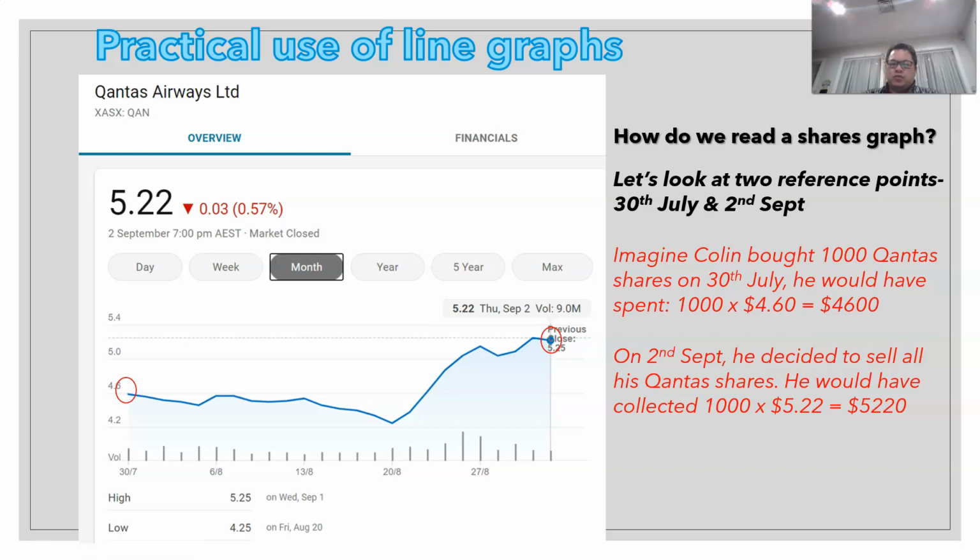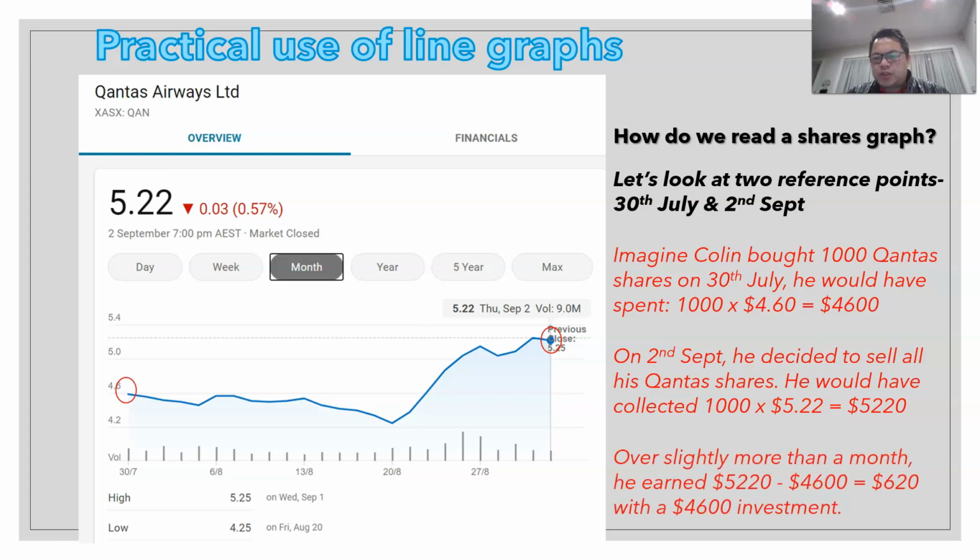He collected $5,220. So over almost slightly longer than a month, you actually earn about $620. You can basically subtract the value of what he sold versus what he paid for, and that's a profit. So the profit is $620 with an investment of $4,600. It's quite reasonable, isn't it?